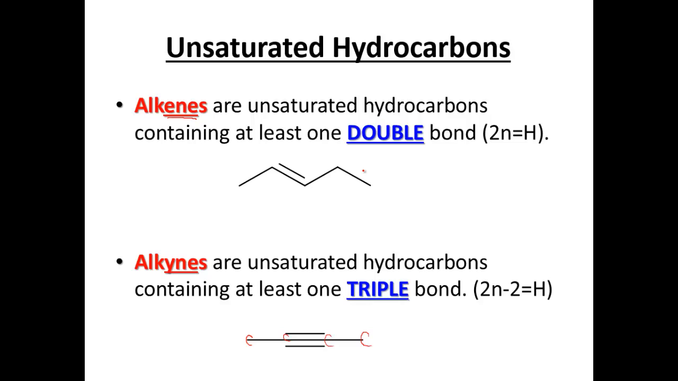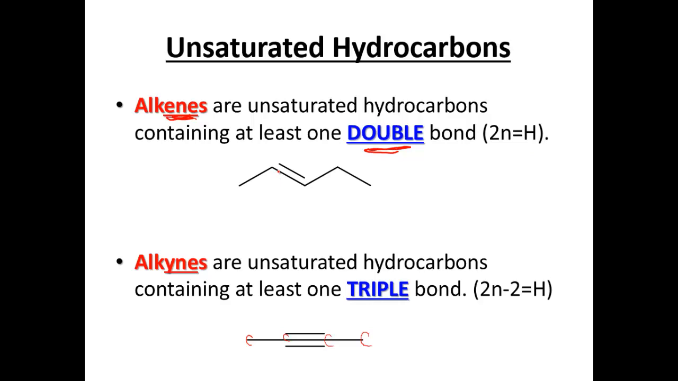So alkenes are going to be unsaturated hydrocarbons, meaning they don't have all the hydrogens because they contain at least one double bond in their structure. Now our structure before, remember, 2n is going to be the number of hydrogens we have, where n is going to be how many carbons. So doubling the number of carbons gives us how many hydrogens we have. So we've lost that plus 2.